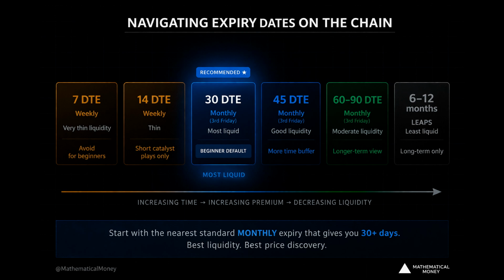As you go further out in time on the same strike, premiums increase, and open interest generally decreases. The most liquid expiry for any stock is always the nearest standard monthly. That is where volume concentrates. For your first trades, stick to the nearest monthly expiry that gives you at least 30 days.